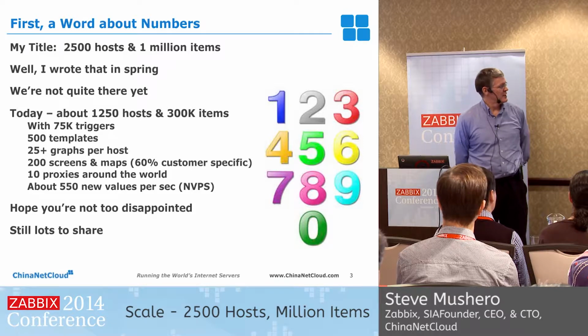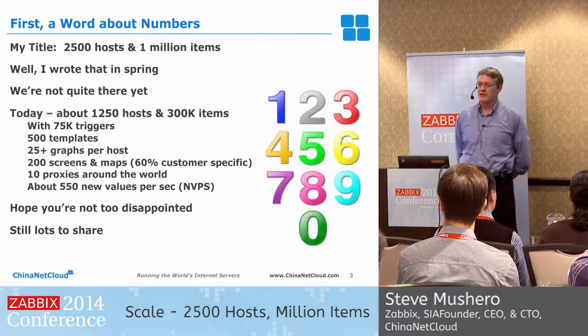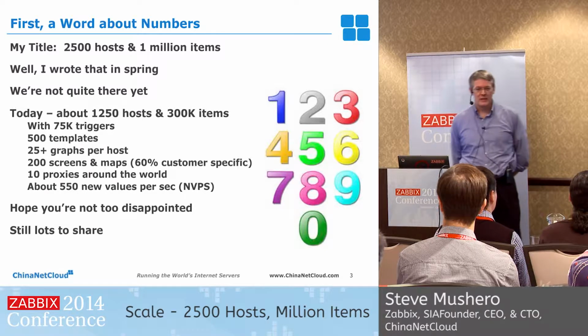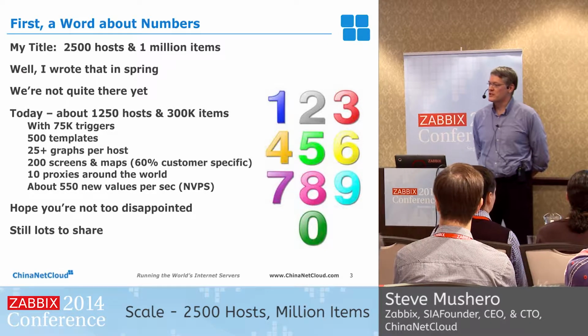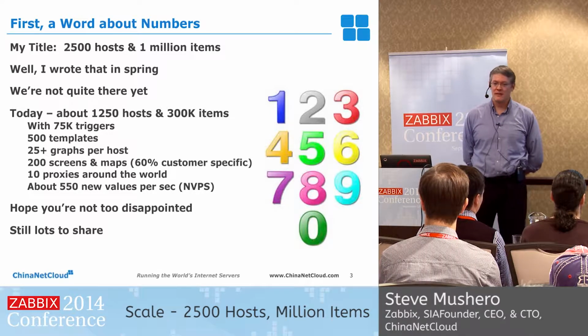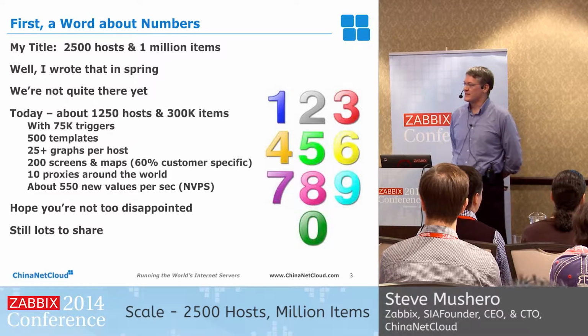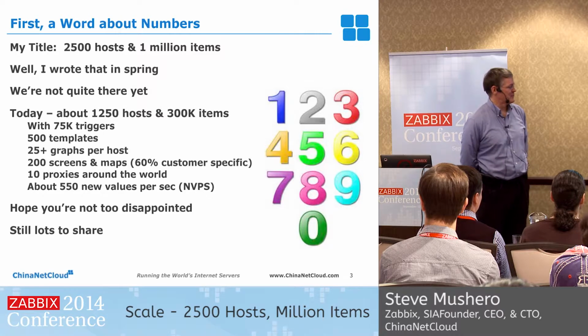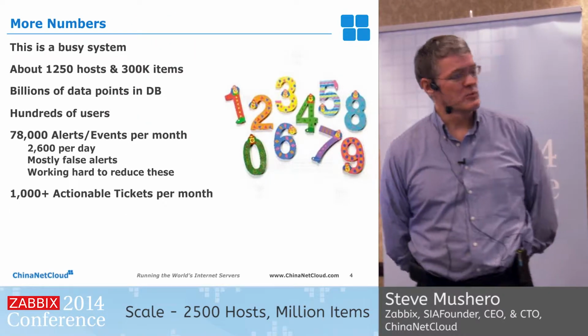We do have 75,000 triggers. We have 500 templates. We probably have 500 screens. 200 is kind of old. We have a bunch of proxies. We are a global operation, and we work on the internet. So for those of you that live in data centers and on nice, fast LANs and in very low latency systems, I wish I had that environment. I don't.